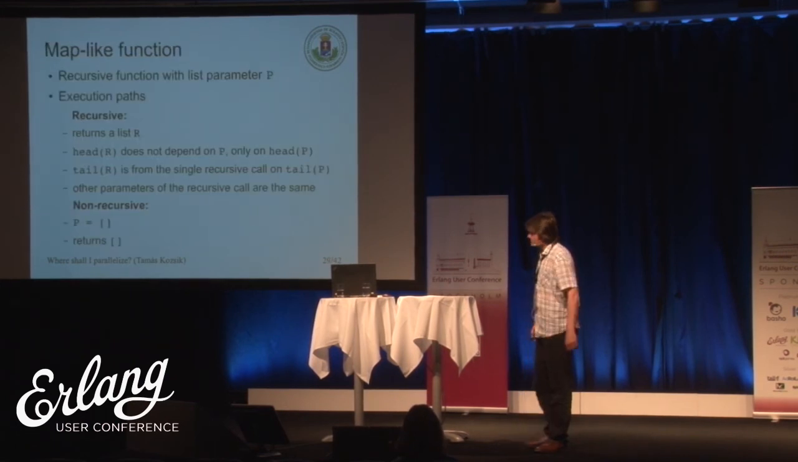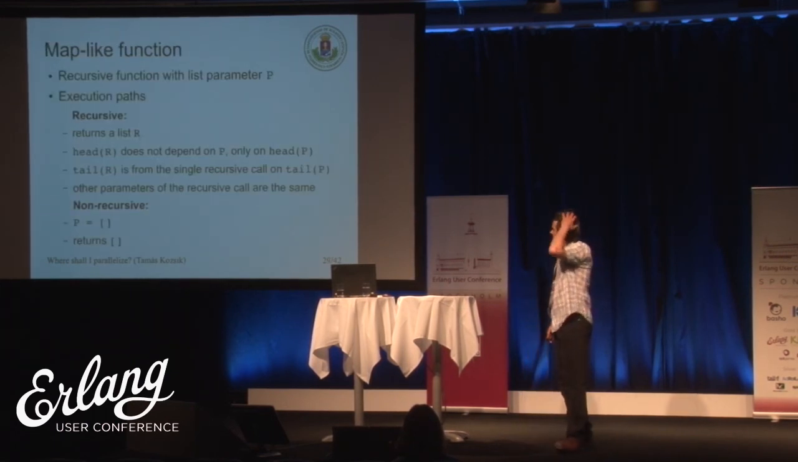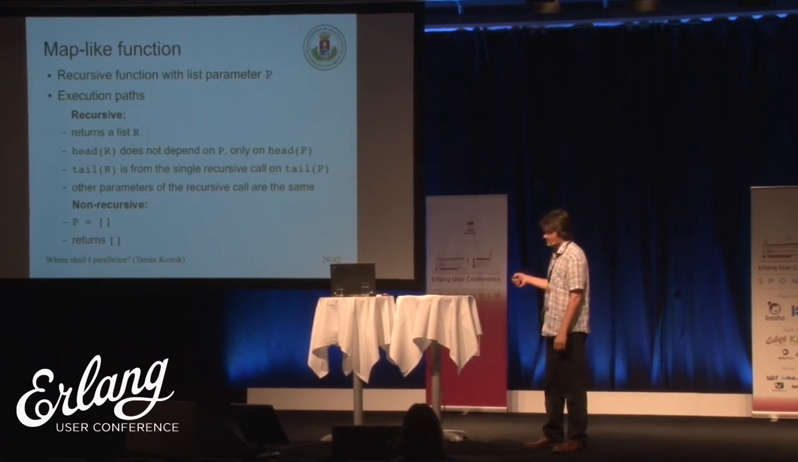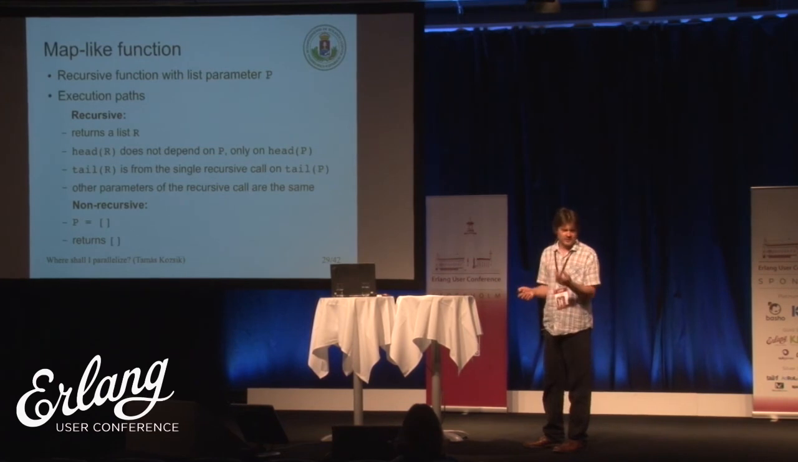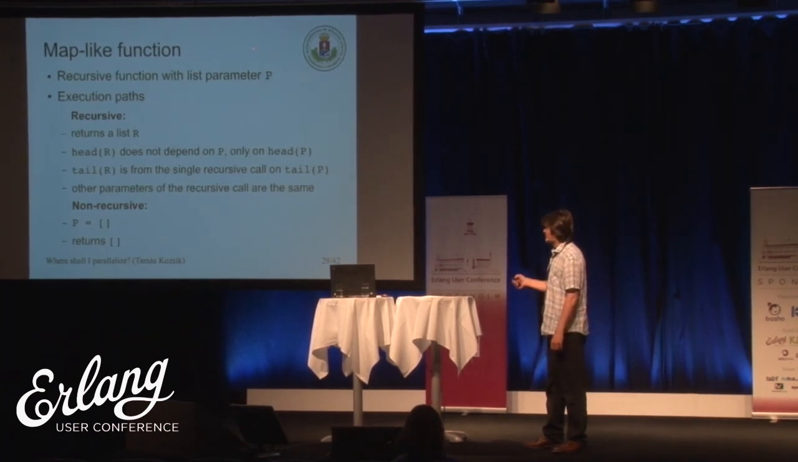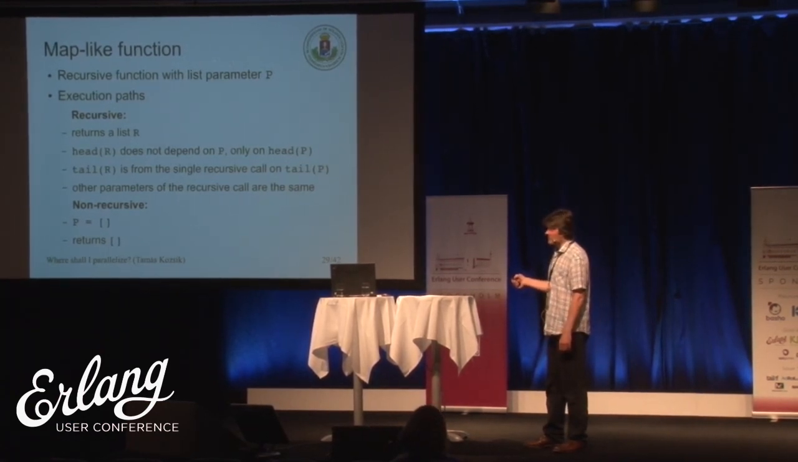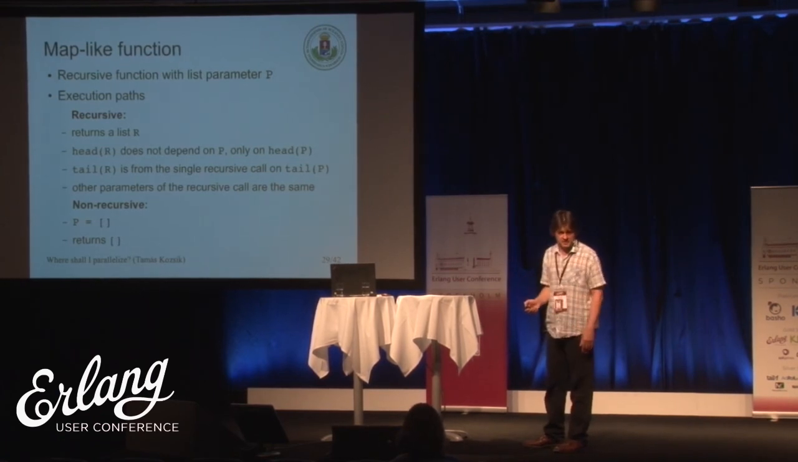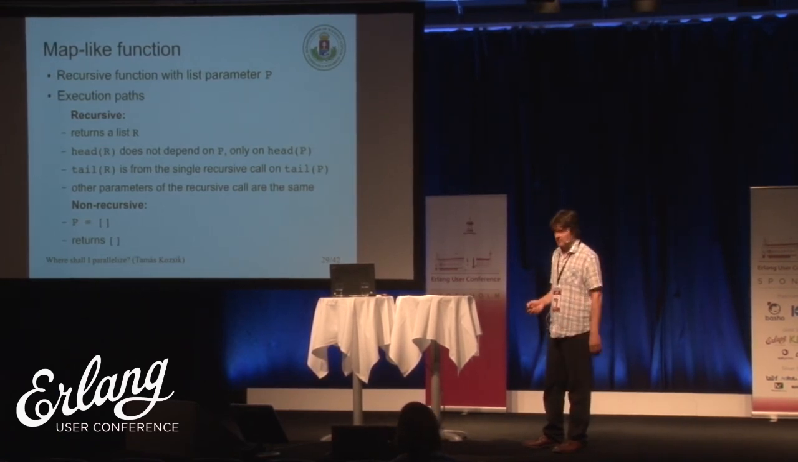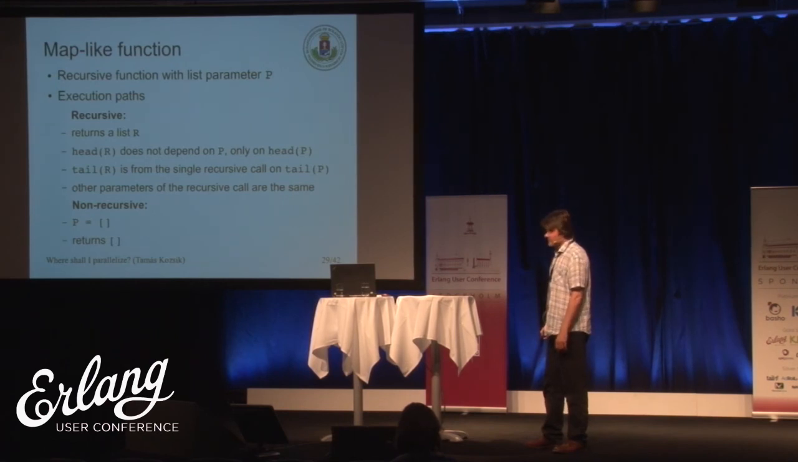I'll skip it. A map-like function is a recursive function. Okay, recursive function, now I need some call graph to decide whether a function is recursive, so I need a kind of analysis to decide whether a function is recursive. It takes a parameter P, which must be a list. Okay, I need some type analysis to decide whether a parameter is of type list. And then I need a control flow graph to investigate the different execution paths in this function definition.